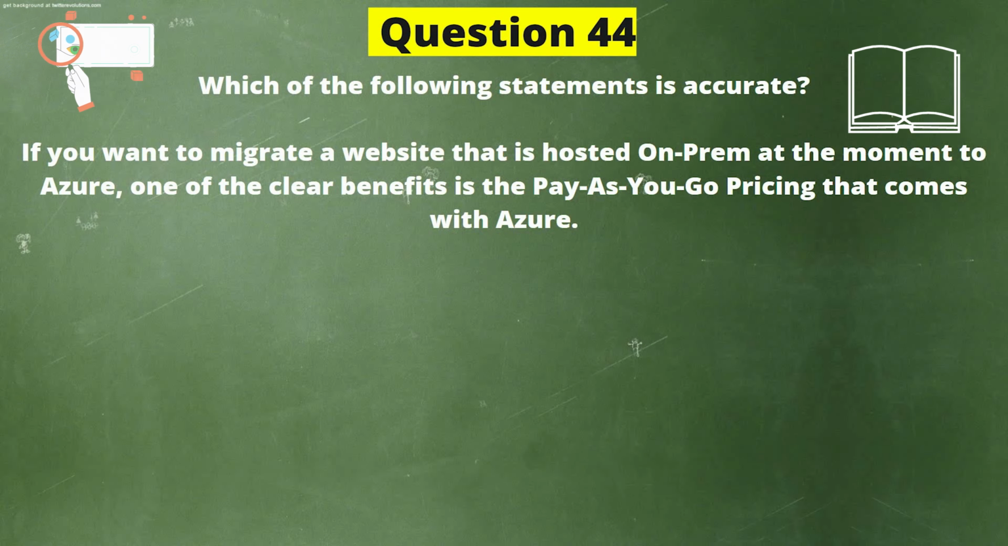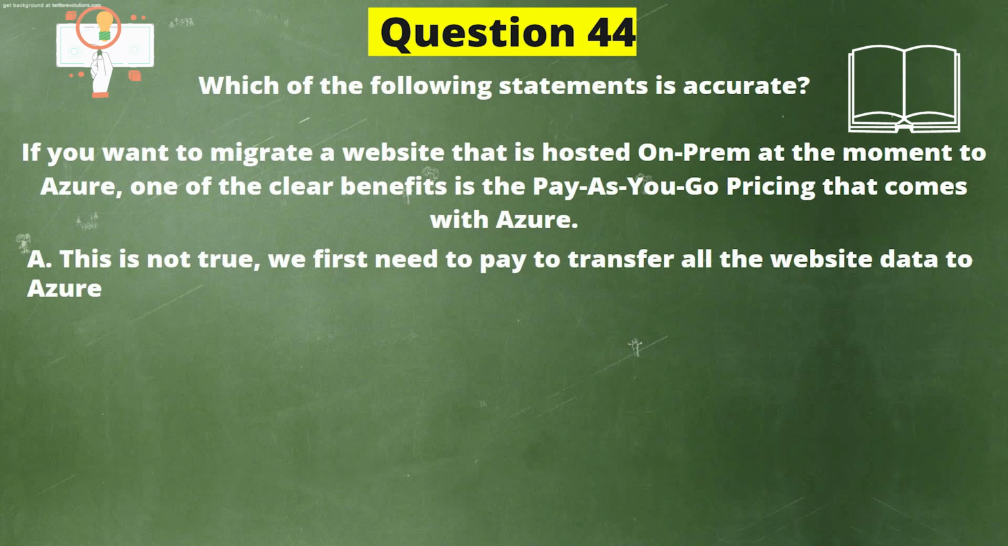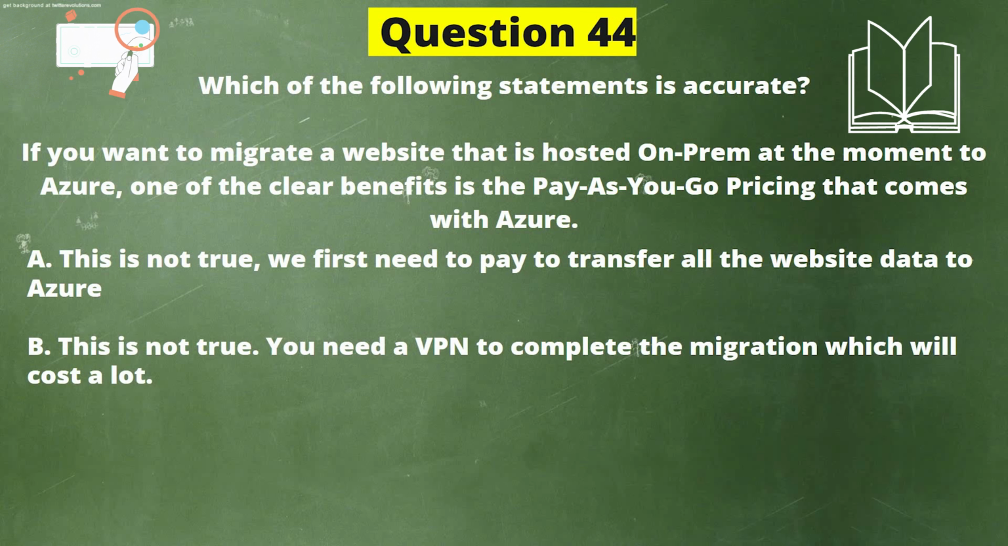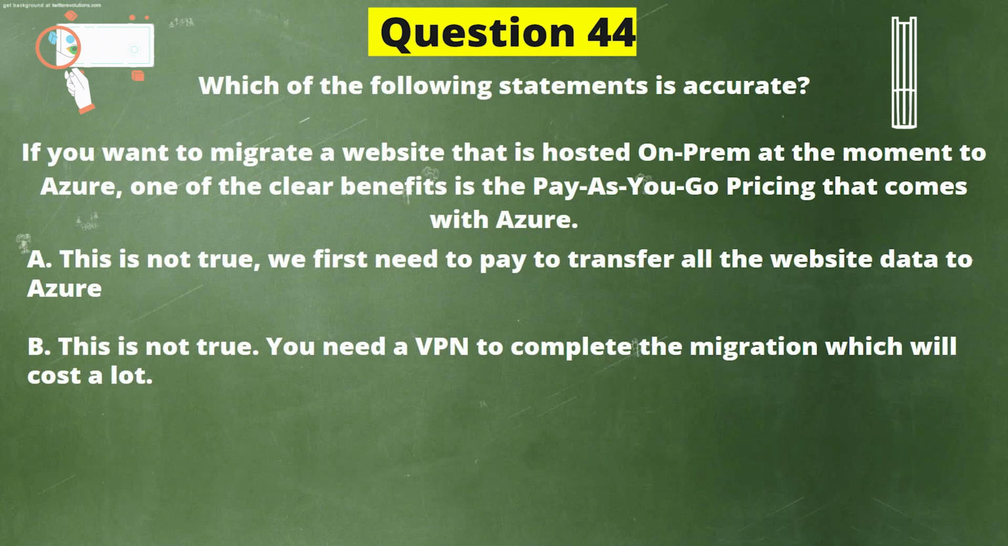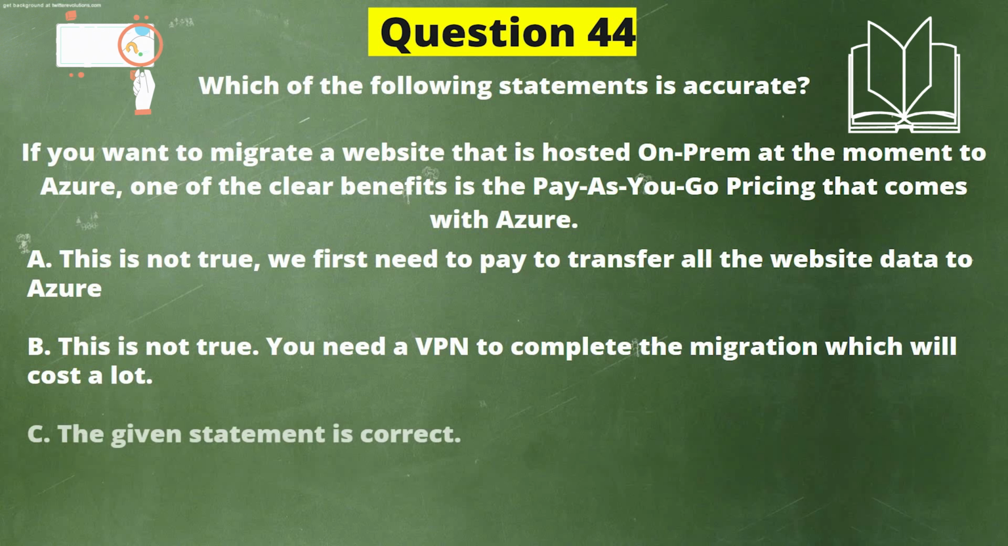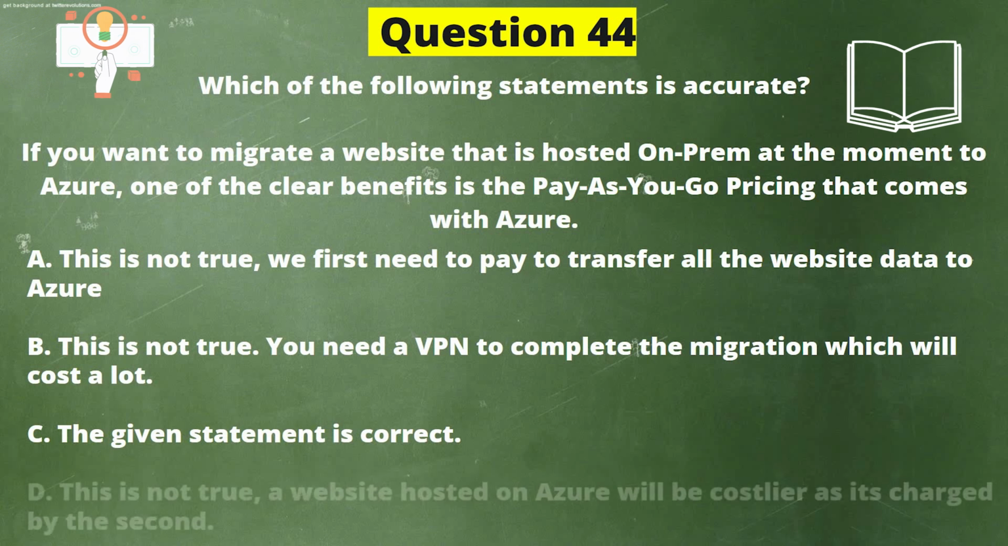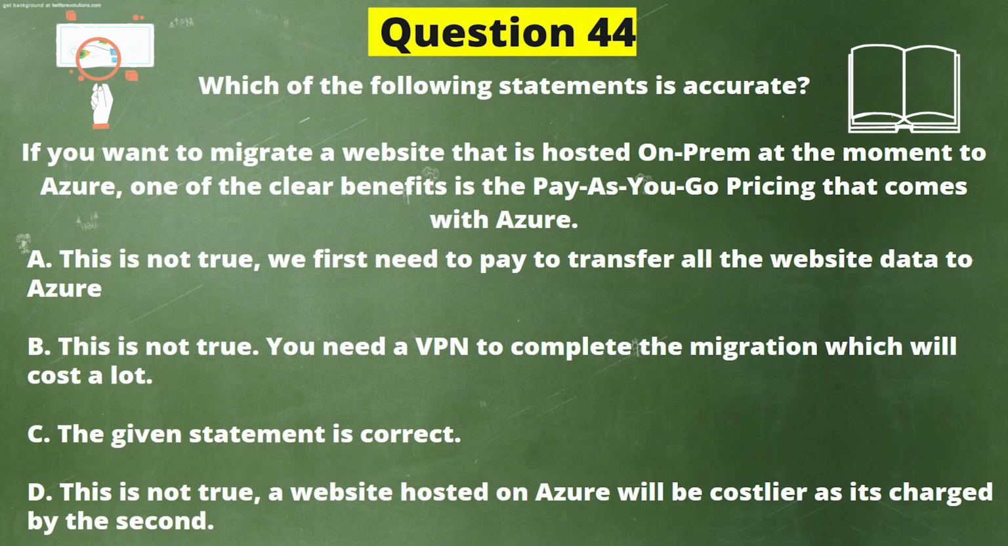Next question. Which of the following statements is accurate? If you want to migrate a website that is hosted on-prem at the moment to Azure, one of the clear benefits is the pay-as-you-go pricing that comes with Azure. Option A. This is not true. We first need to pay to transfer all the website data to Azure. Option B. This is not true. You need a VPN to complete the migration, which will cost a lot. Option C. The given statement is correct. Option D. This is not true. A website hosted on Azure will be costlier as it's charged by the second. And the correct answer is option C. The given statement is correct.